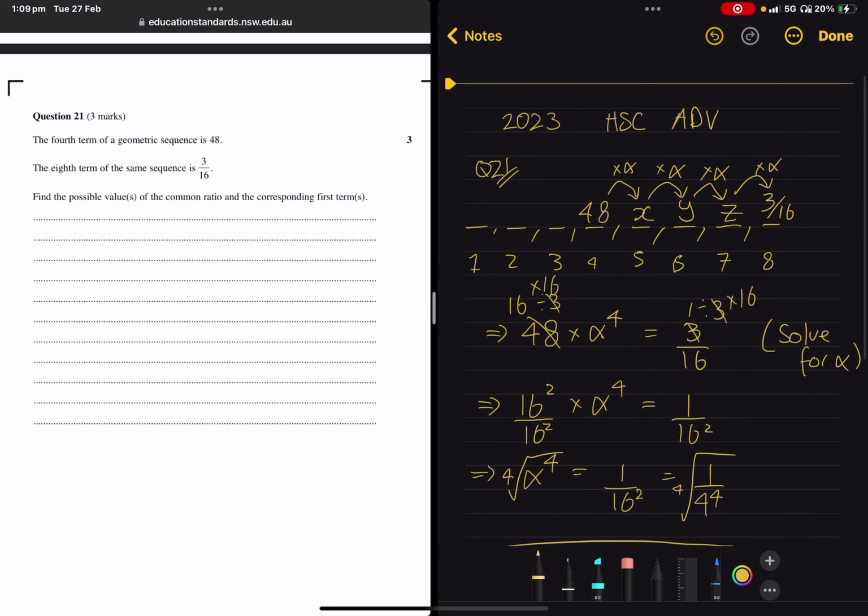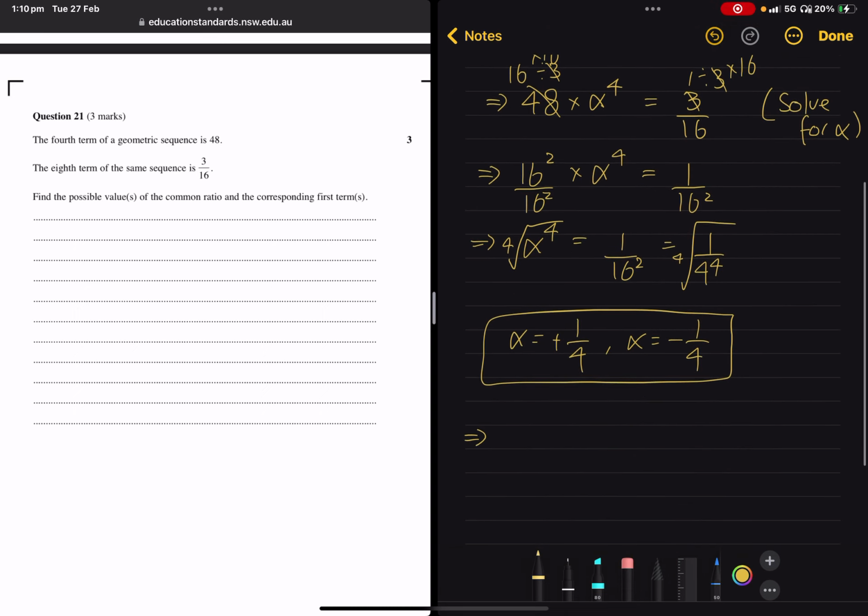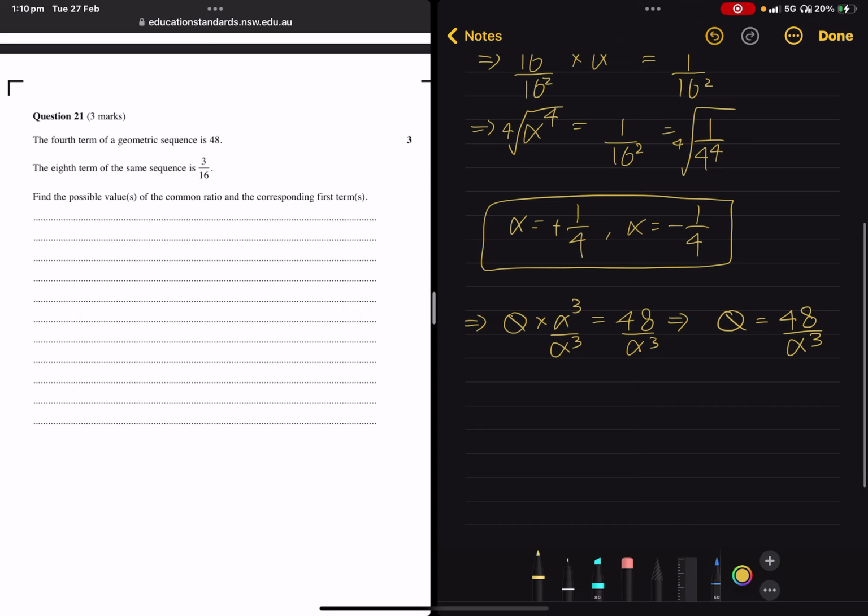Now it says find the corresponding first term. Well, whatever this first term is, let's call it O with a slash through it. We had to multiply that by alpha, multiply that by alpha, multiply that by alpha. We had to multiply it by alpha 3 times to get 48. So we have that the first term, which we'll call O with a cross through it, multiplied by alpha cubed equals 48. And we've just found the two values of alpha. So if we divide both sides by alpha cubed, this gives us that the first term is equal to 48 over alpha cubed. Now we just need to plug in plus and minus 1/4 for alpha.